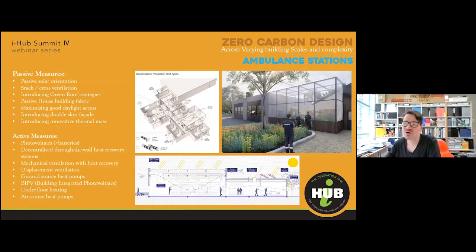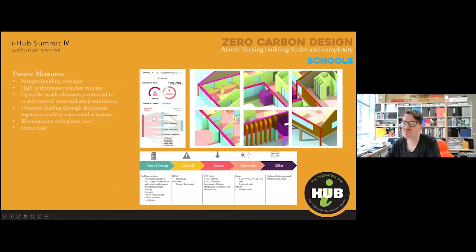The next one we were looking at in terms of sizing were school projects. Here, in terms of the passive measures, we saw, again, working with the building envelope, window systems, operable facade elements, ventilation being an important one, and dynamic shading, which of course we had to align with avoiding direct sunlight into the classrooms, winter gardens with glazed roofs, and green roofs. These school projects were in Canberra. So in Canberra, of course, we had to look at very cold winters, but also pretty hot summers.